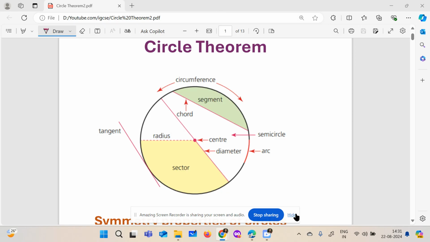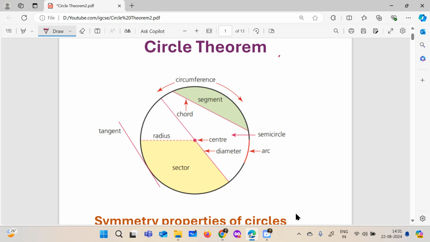Hello. In today's session, we will learn about circle theorems. Before we start, let's see the parts of a circle. You are already aware of the parts of a circle. This is just a recap.